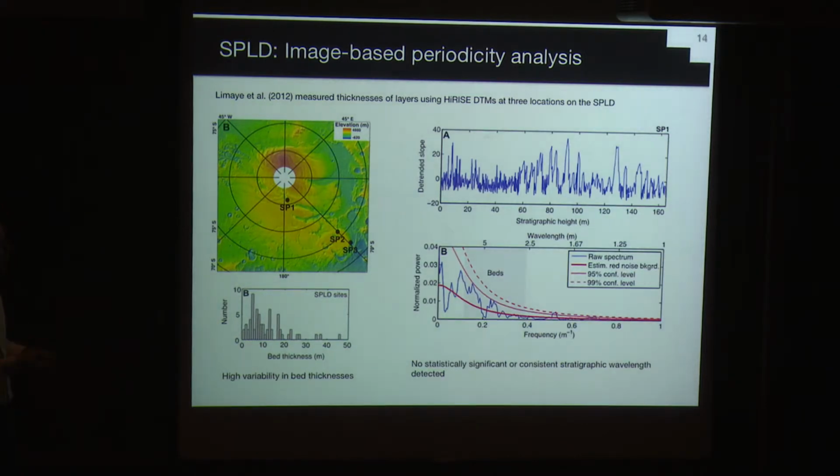And they also did some spectral analysis. They had the DTM so they could make continuous profiles of slope, continuous profiles of brightness as well. And they actually did not find any statistically significant or consistent stratigraphic wavelength detected. This is the Fourier transform, and you can see wavelength here on top. This is the raw spectrum, and these are statistically significant levels, which I don't have time to get into right now. But basically, if you have a peak over these statistically significant contours, then you can consider it significant.